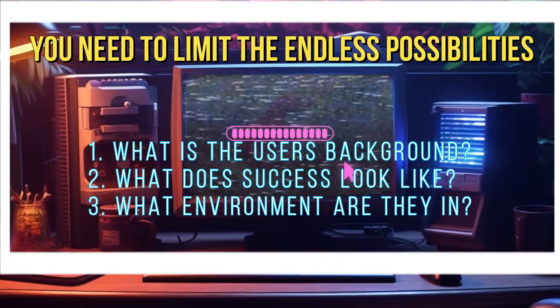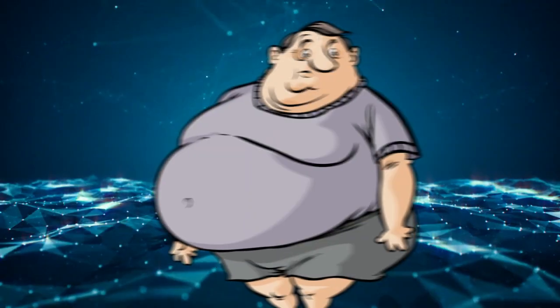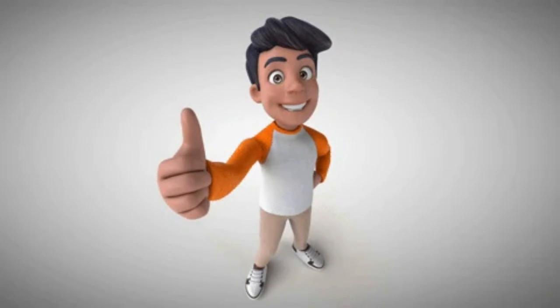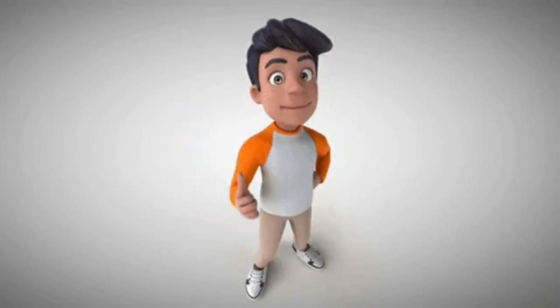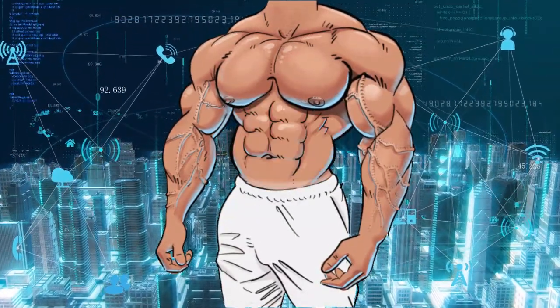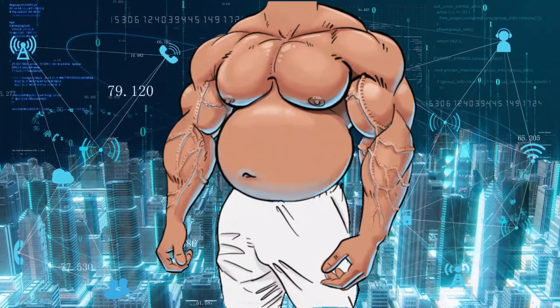For example, I am a 90 kg male looking to lose 20 kg of weight over a period of 3 months. So here, I am a 90 kg male: this is the user's background, the background they are coming from. Next, lose 20 kg of weight over 3 months. So it means this is what success looks like.